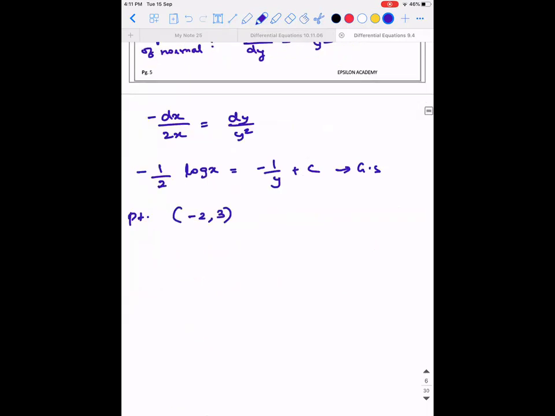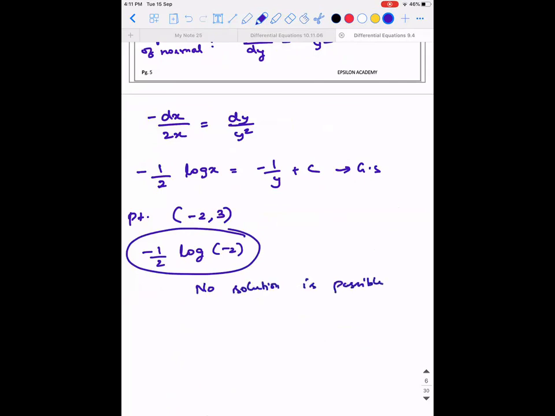So what will be the answer? No solution is possible. Why? Because you are trying to define log of minus 2. So there is no solution where this curve can pass through minus 2, 3. Maybe had the question been 2, 3, we could have solved it.